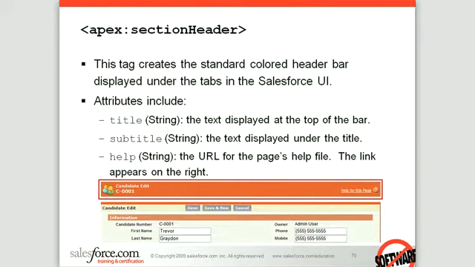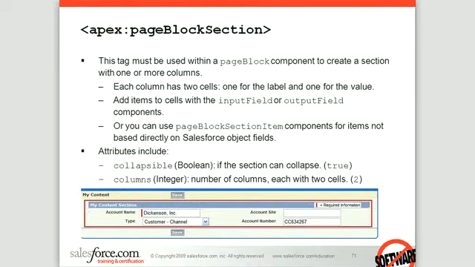Section header has a title and a subtitle. And we could do some data binding, for instance, display the record name, like we're doing here. Not the record ID, the record name. So C0001. Page block section is that subsection.